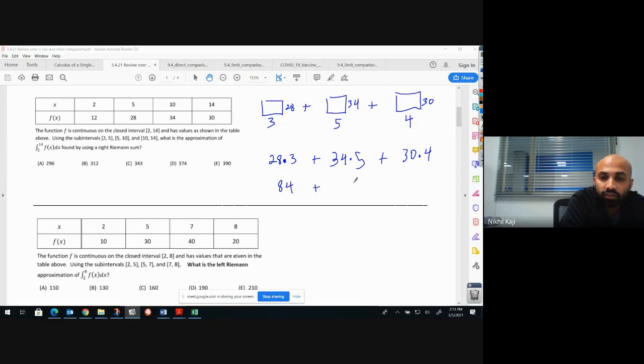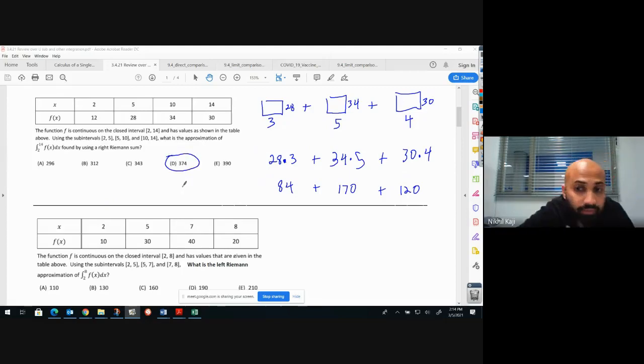84 plus 170 plus 120. So add those together, and we end up with 290 plus 84, which is 374. There you're at.